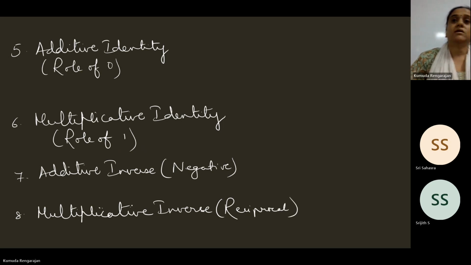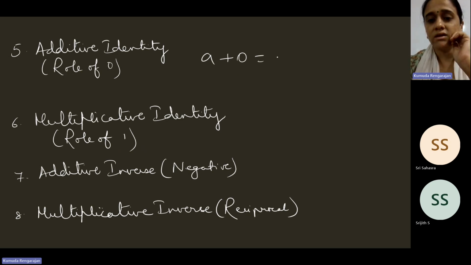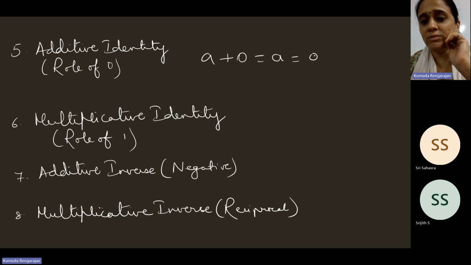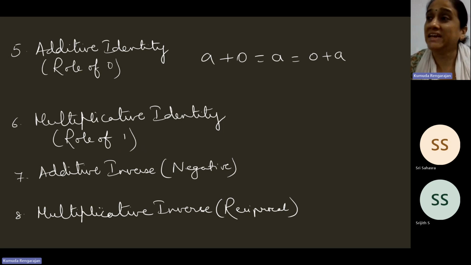Okay. So what's the role of 0? Now, consider a rational number A. Okay, A plus 0. What's the answer? A. And it's the same as 0 plus A also, right? So what happens when you add 0 to a rational number or a rational number is added to 0? In both the cases, the answer is the rational number itself.